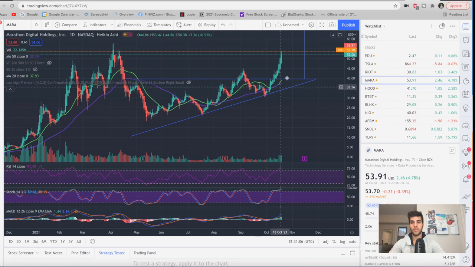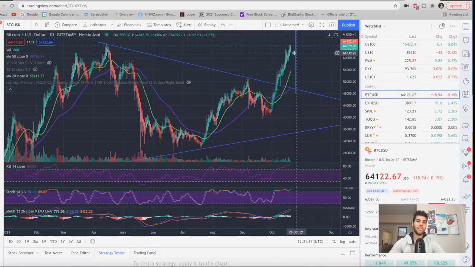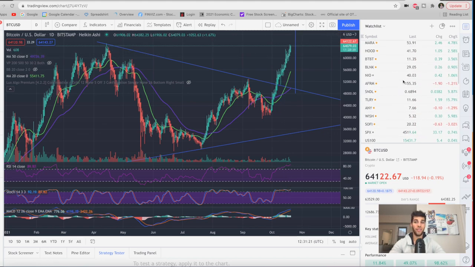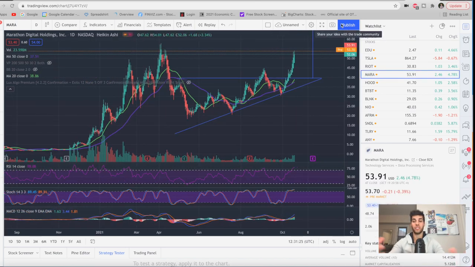Mara really broke out of this ascending triangle because Bitcoin is approaching its all-time high. Bitcoin also broke out of the wedge. If we see Bitcoin push through the all-time high, it's likely to rocket up higher. And then on that momentum, these crypto miners will continue to move up higher as well, having an explosive move. That's the whole basis behind the trades for today.